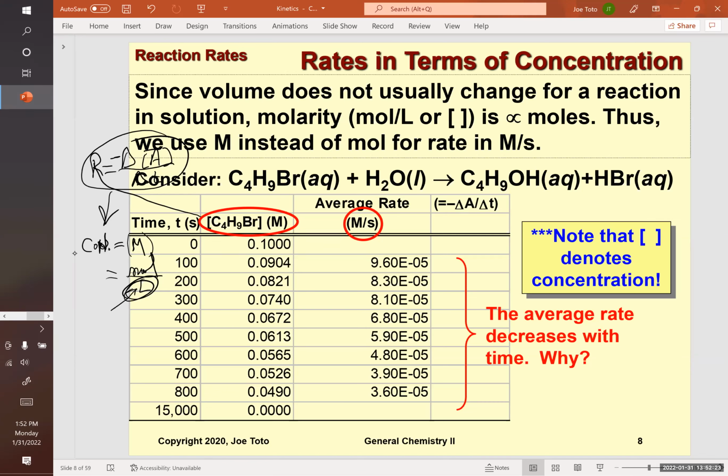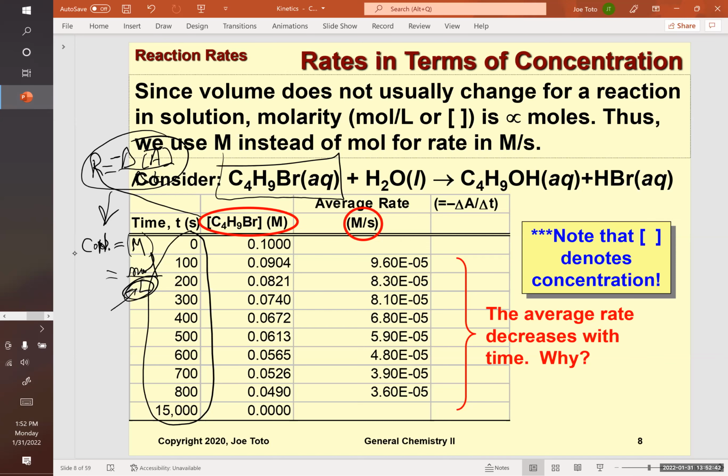All right. Now, here's our time. This is some experimental data. We have time, and we see how the concentration of one of our reactants for this reaction changes in time. What happens to the concentration as time goes on?